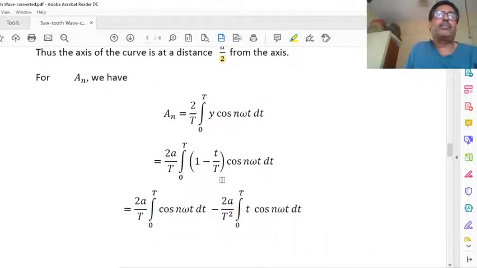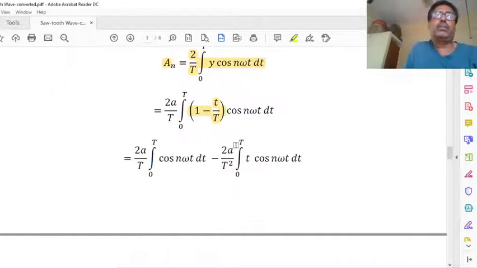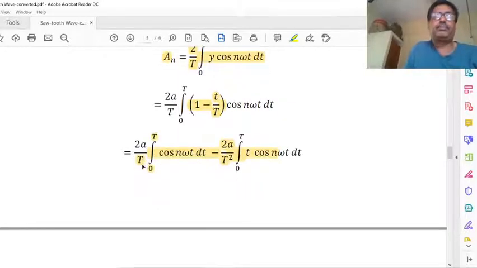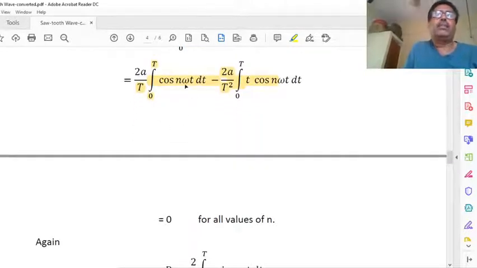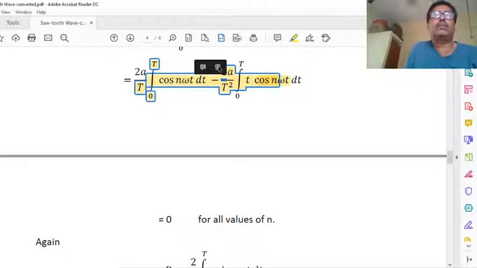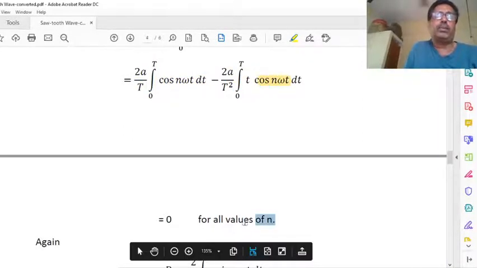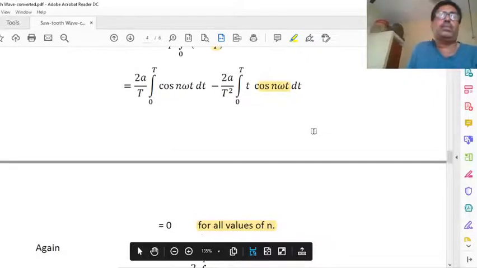Now next we are going to find the value of an. First we write the value of an, this one from Fourier's theorem, and now we apply it for the sawtooth wave. In case of sawtooth wave, y is equal to this one, so we only have to put the value of y and solve this. If we solve, we get this one after resolving the bracket, and the integration of cos n omega t is 0. So here cos n omega t, its integration is 0. Here cos n omega t, its integration is 0. So total 0, for all values of n, an is equal to 0.